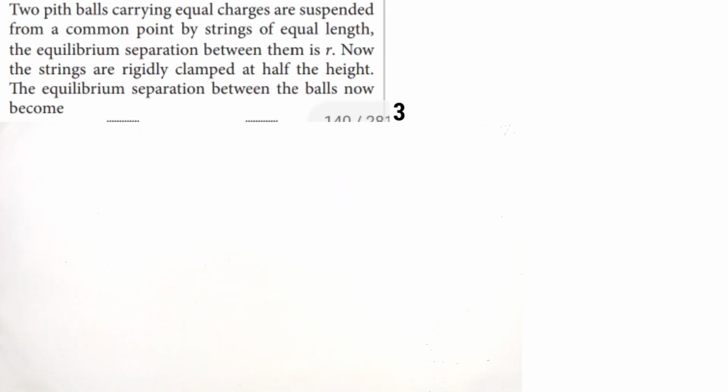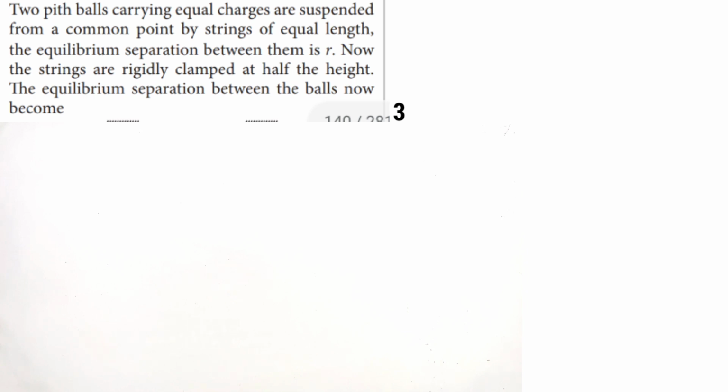This question is also a very important question. All of you see, it is given that two pith balls carrying equal charges are suspended from a common point by strings of equal length. The equilibrium separation between them is small r. Now the strings are rigidly clamped at half the height, and the equilibrium separation between the balls now becomes what? You have to find the equilibrium separation, the r dash value.